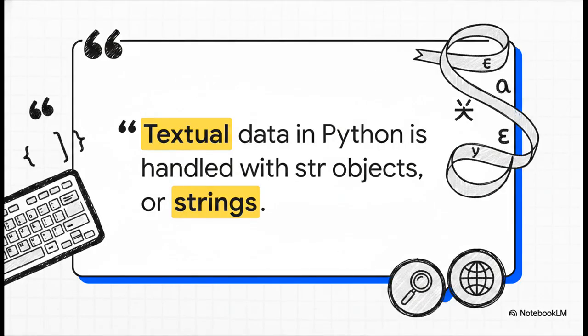Okay, moving away from math and over to language. When we're dealing with text, Python uses what we call string objects, or str for short. You can think of a string as just a sequence of characters wrapped up in quotes. And because they're built on sequences of Unicode code points, Python strings can handle practically any character or symbol from any human language. That makes your code globally adaptable right out of the gate, which is pretty awesome.